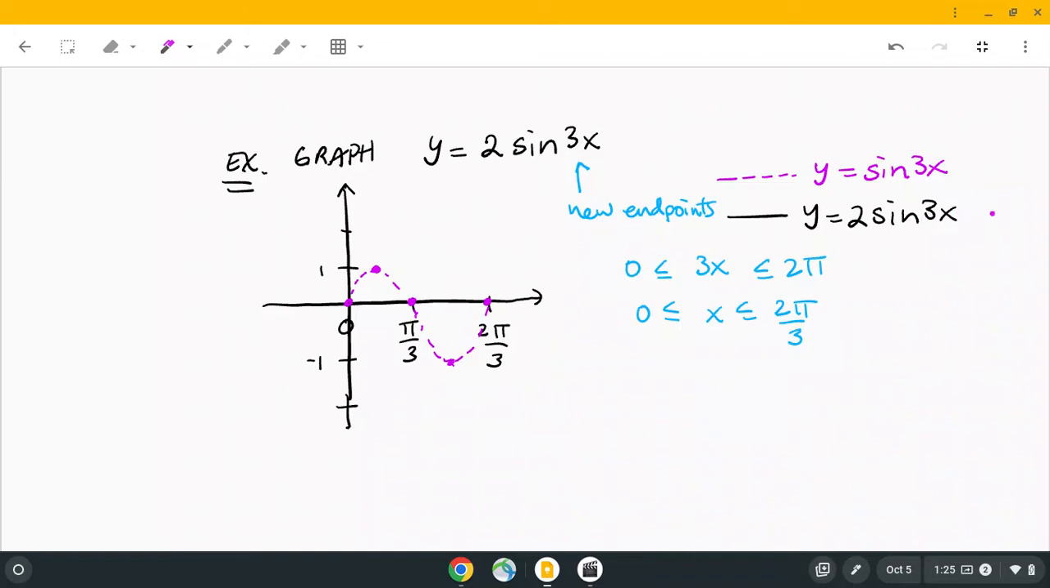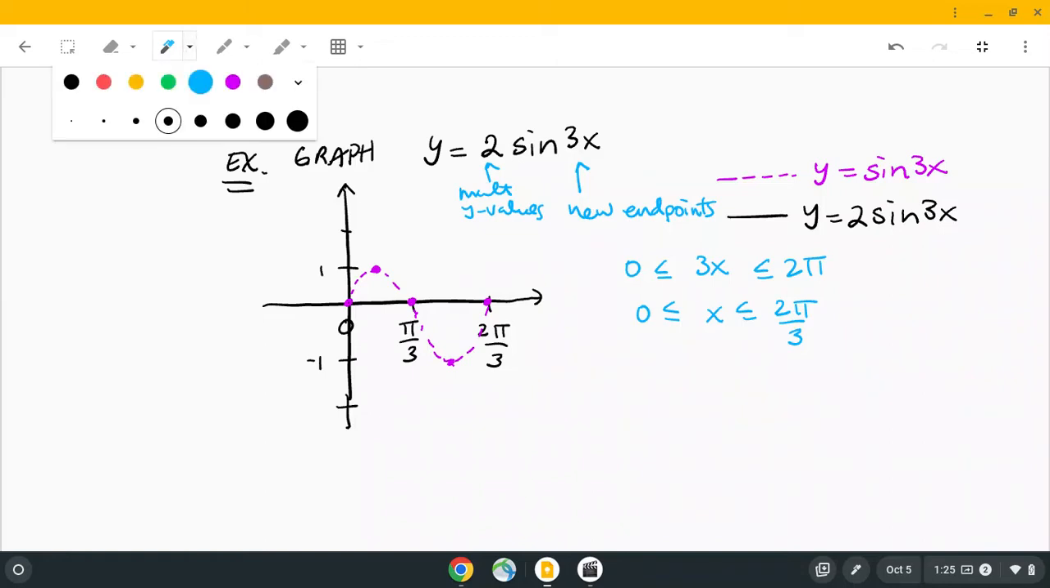Now I'm going to do y equals 2 times sine 3x. That means I have to multiply the original y values. I'll do this one in black. The y value here is 0, and 0 times 2 is 0. Here the y value is 1, and 1 times 2 is 2. So that's going to get stretched.